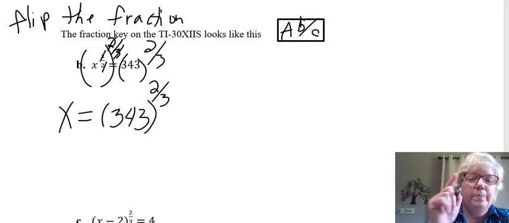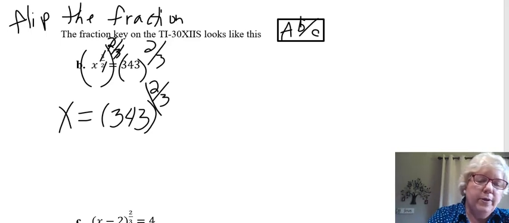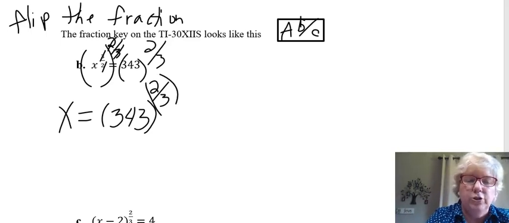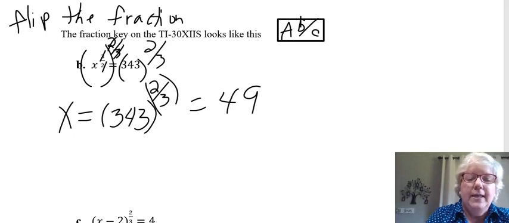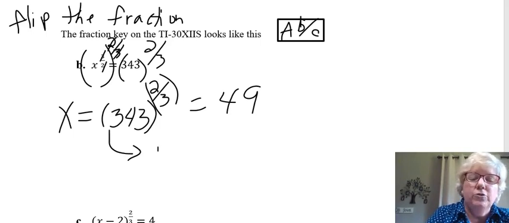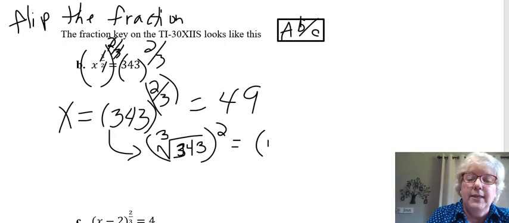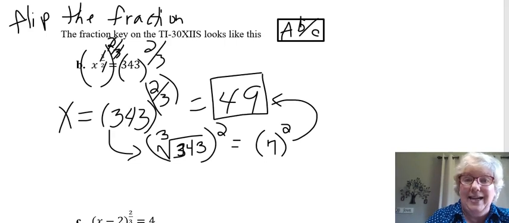Okay, now what you may do on some models though, you may have to put a parentheses around the 2/3 just to make sure that it understands what you're talking about. And when you do that, you should get the answer of 49. Now some of you may prefer just to break this down and work it by hand. This particular number, the bottom number tells you that you're taking the cube root of 343, and then you would square it. Well, the cube root of 343 is 7, and 7 squared does indeed give us the answer of 49.